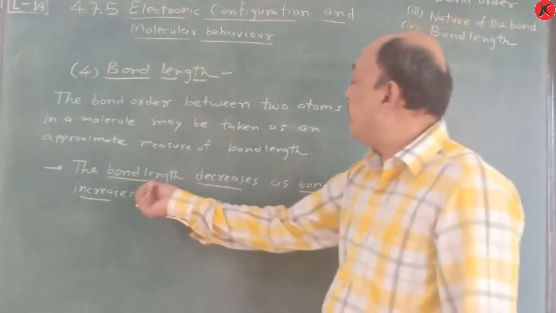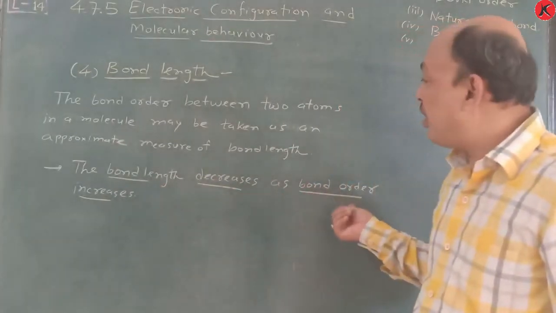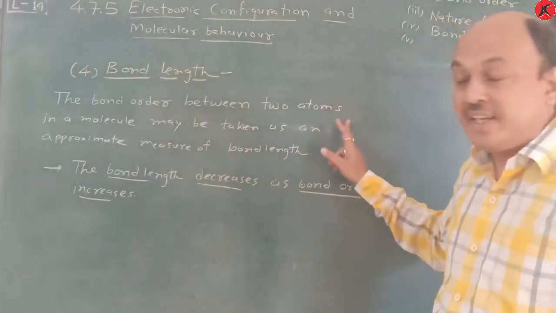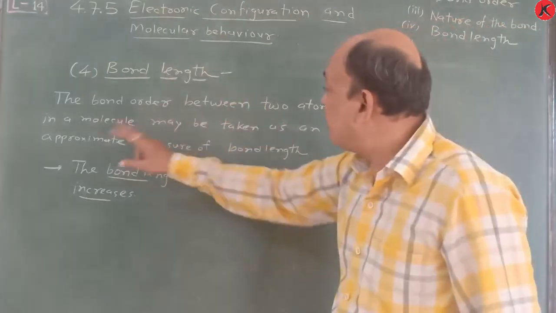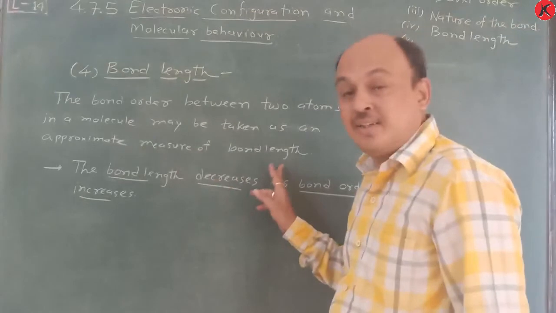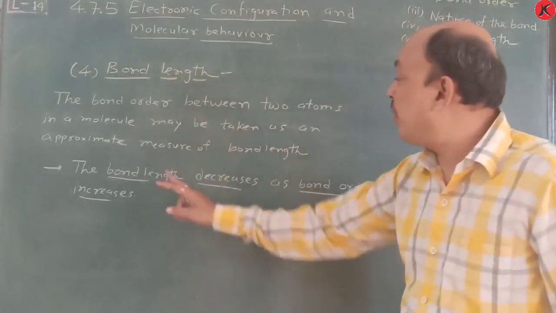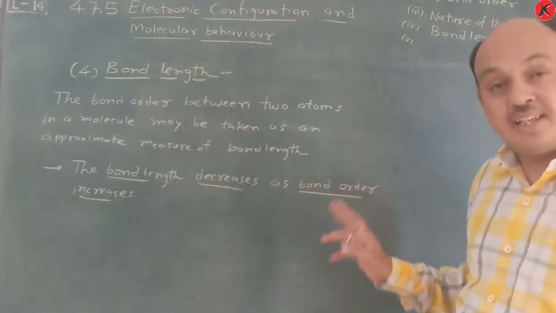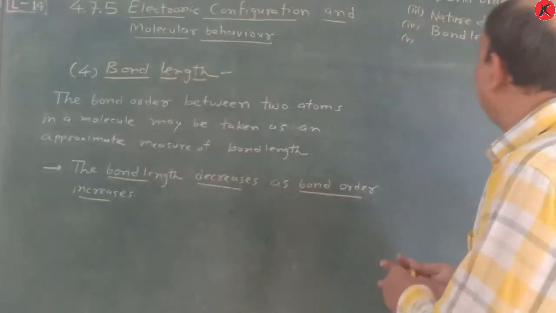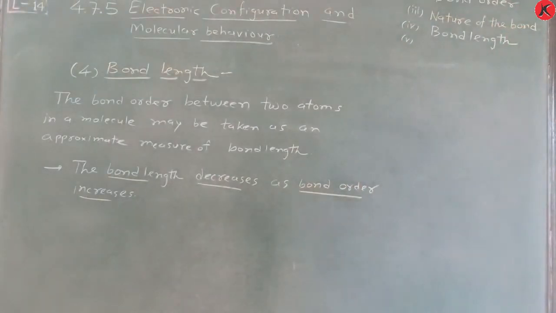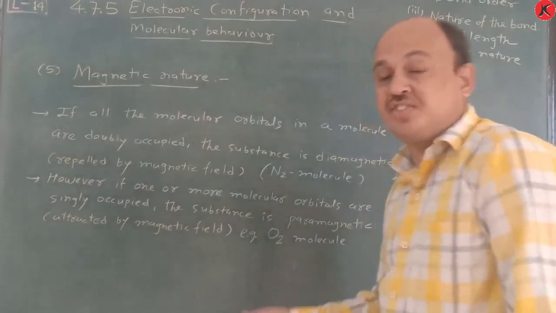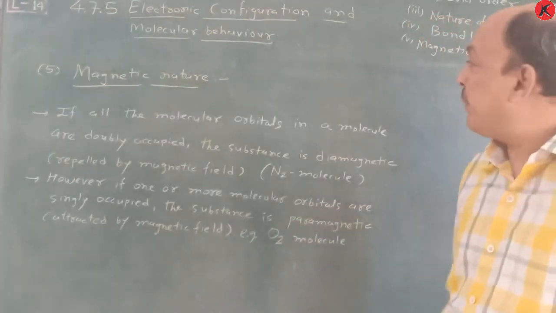So remember this one: the bond length decreases as bond order increases. The bond order between two atoms in a molecule may be taken as an approximate measure of bond length. Okay, so this is inversely proportional. Remember, the bond length decreases as bond order increases. So write it completely. And now the next one is the magnetic nature, which is the last one. Now here, fifth and last important information regarding magnetic nature.